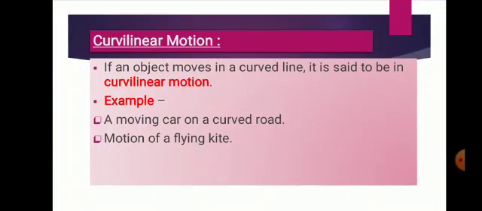Next is curvilinear motion. If an object moves in a curved line, it is said to be in curvilinear motion. Examples are a moving car on a curved road, motion of a flying kite, a stone thrown from the roof of a house, and the motion of the tip of the nib of your pen when you write. Okay? So when the object moves in a curved line, it is said to be in curvilinear motion, and if an object moves in a straight line, it is said to be in rectilinear motion. Clear?